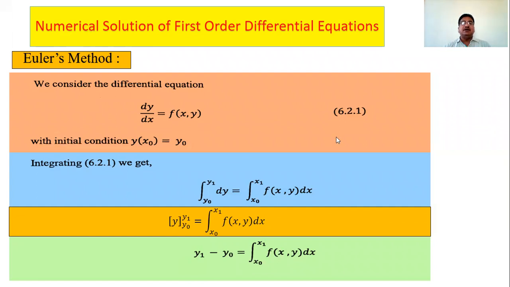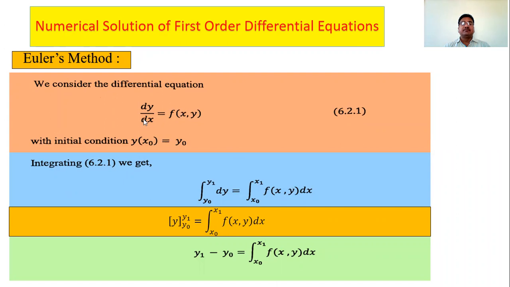So consider this ordinary differential equation of first order, dy by dx is equal to f(x,y), with initial condition y(x0) = y0. That is, y is y0 if x is x0; the value of x is x0 and the value of y is y0. Then integrating from y0 to y1. In Picard's method it is y0 to y and x0 to x. So in this method we integrate from y0 to y1 and x0 to x1.